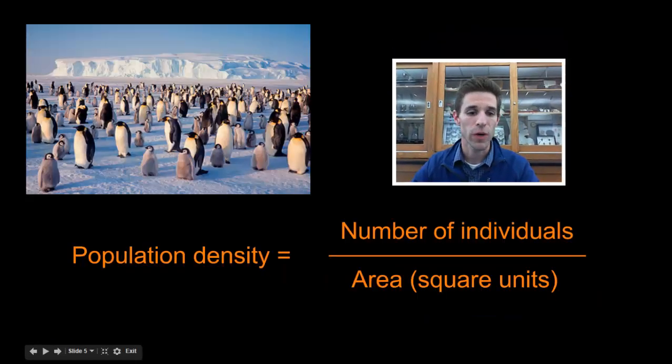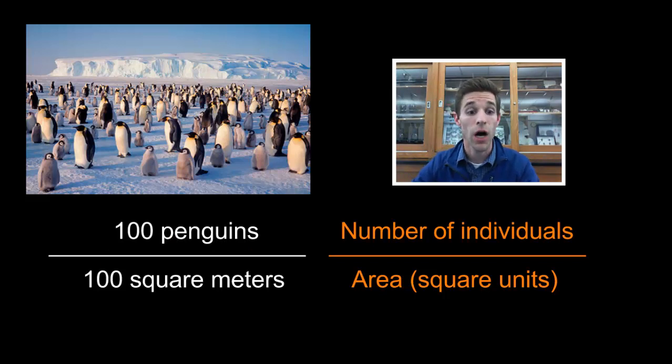We use a very easy equation to calculate population density. It's simply the number of individuals divided by the area, whatever that area may be. It may be a square mile, it may be several square miles, it could be a few square meters. It depends on what organism you're talking about. In the case of penguins, it's probably square meters. We would want to know how many penguins per square meter or per 10 square meters of space there are. And we would do a simple calculation.